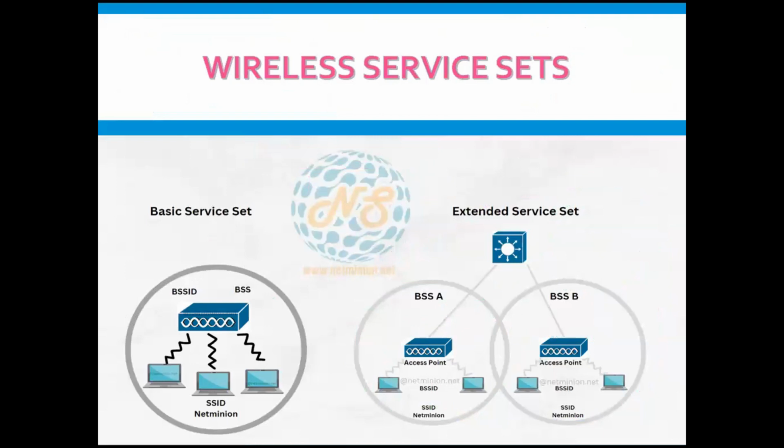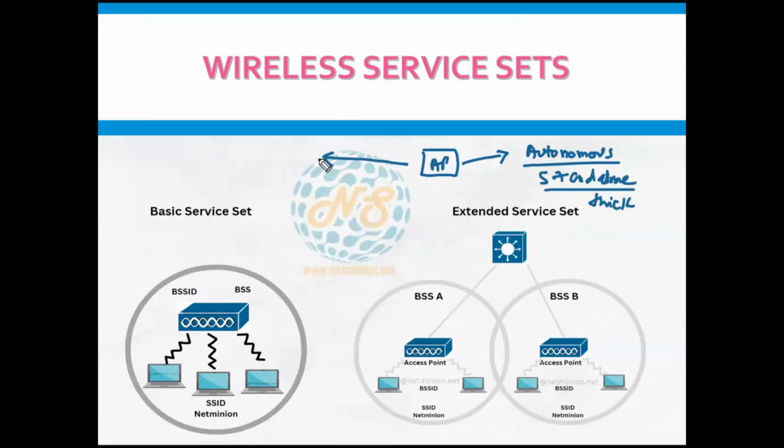Okay, let me talk. I talked about one of the modes for the AP, and that mode is named autonomous or standalone AP. This is one type. The second type is thin AP, or you can say LWAP, lightweight access point.